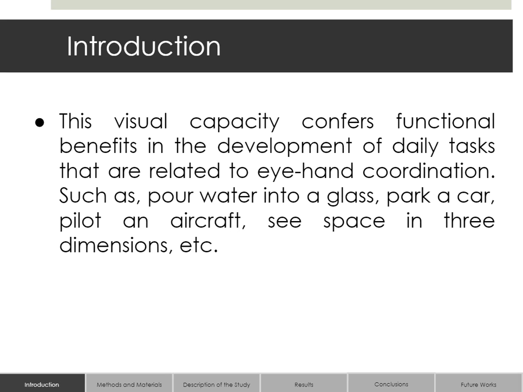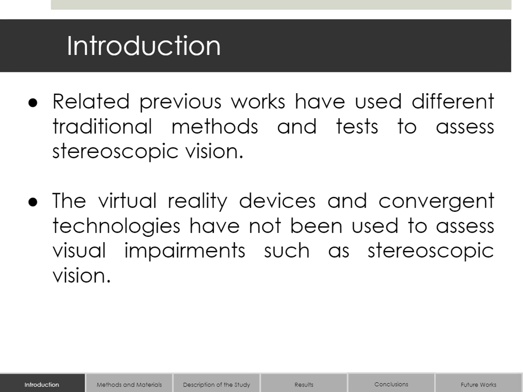The visual capacity confers functional benefits in the development of daily tasks that are related to eye-hand coordination, such as pouring water into a glass, parking a car, piloting an aircraft, seeing space in 3 dimensions, etc. Related previous works have used different traditional methods and tests to assess stereoscopic vision. Virtual reality devices and convergent technologies have not been used to assess visual impairments such as stereoscopic vision.